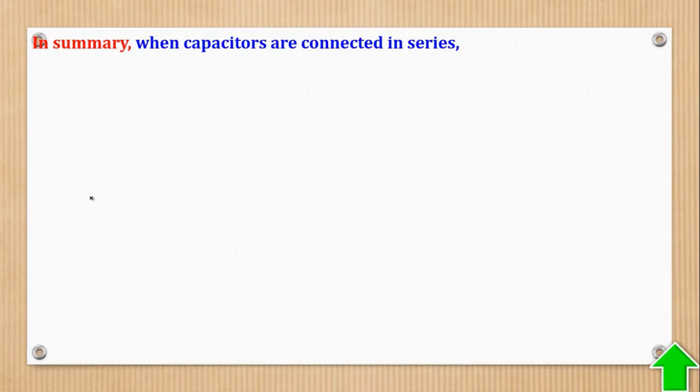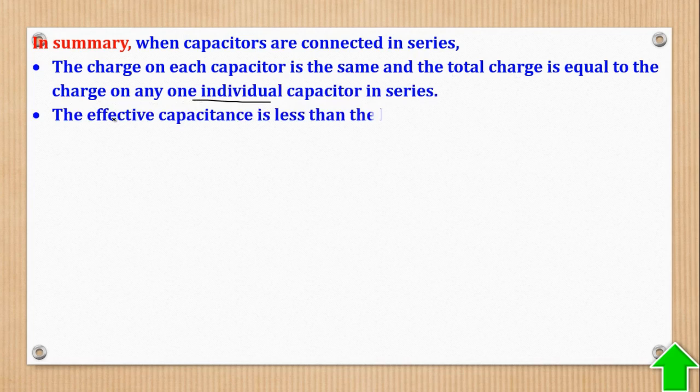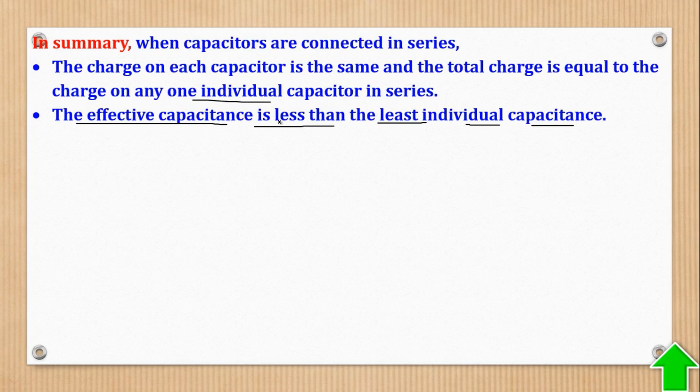So in summary, when capacitors are connected in series, the charge on each capacitor is the same, and the total charge is equal to the charge on any one of the individual capacitors. Then the effective capacitance is less than the least individual capacitance. So the effective, or the total, must be less than the smallest of those capacitors in series.